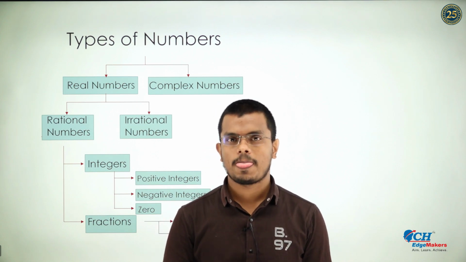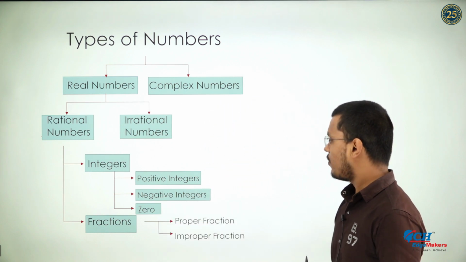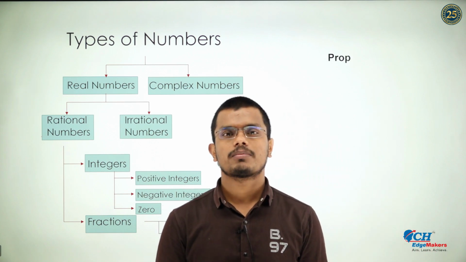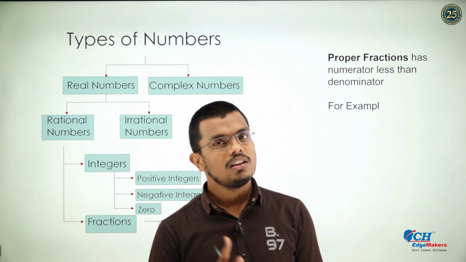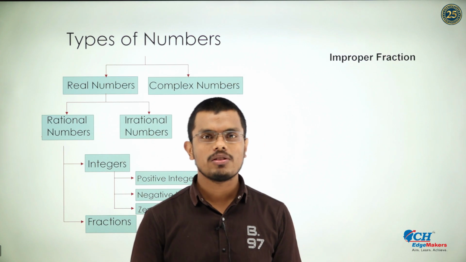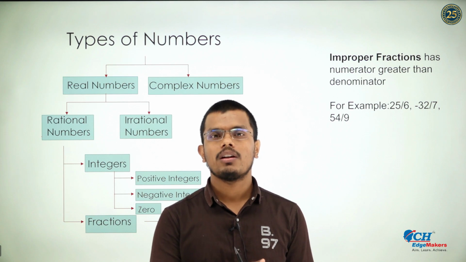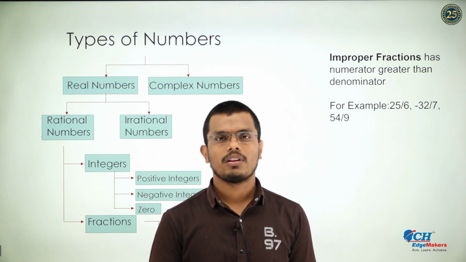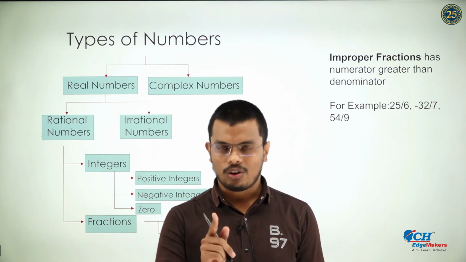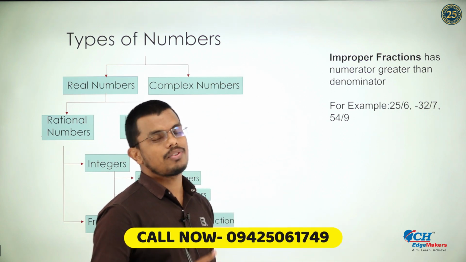Next, fractions. Again, fractions are of two types. The first one is proper fraction, the second one is improper fraction. What are proper fractions? Proper fractions have the numerator less than the denominator. And what are improper fractions? Improper fractions have the numerator greater than the denominator. This type of fractions are also known as mixed fractions. Always remember this thing.